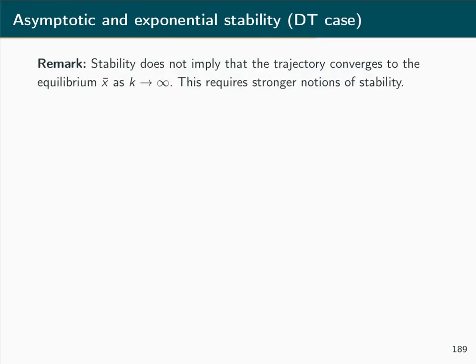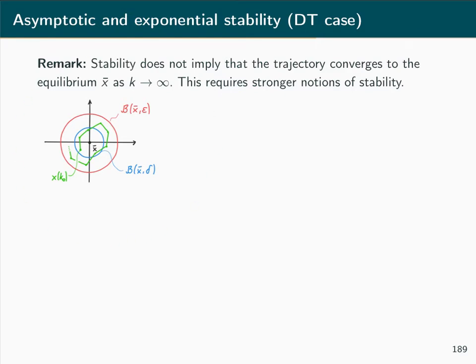From definitions 12.5 and 12.6, it's very important to understand that stability or global stability do not imply that the state trajectory converges to the equilibrium x bar as k goes to infinity. All it says is that if the initial condition starts close enough to the equilibrium point x bar, then the system trajectory will remain somewhat close to x bar at all times in the future. In case of stability, that works in some neighborhood of x bar, and in case of global stability, that works in the entire state space.